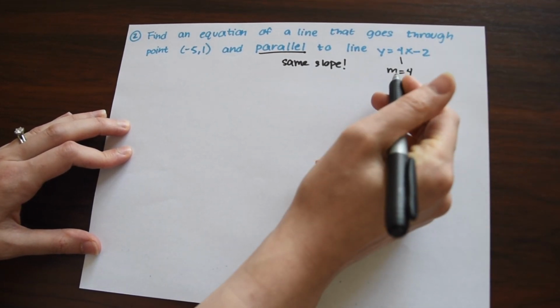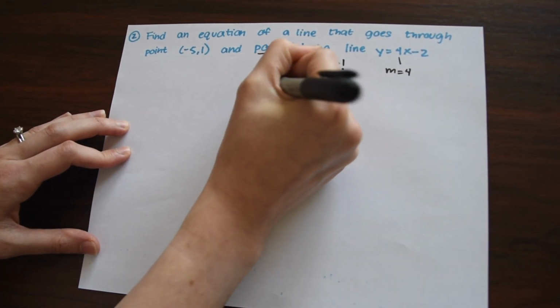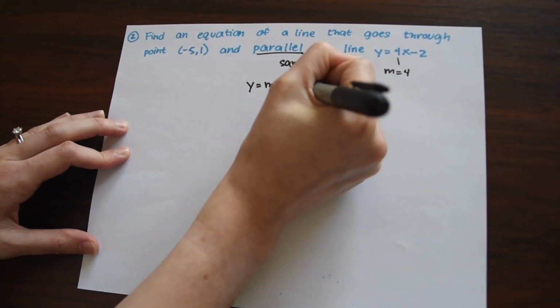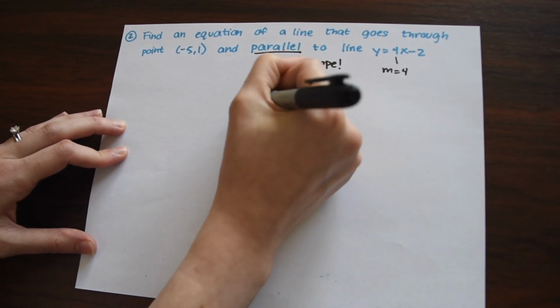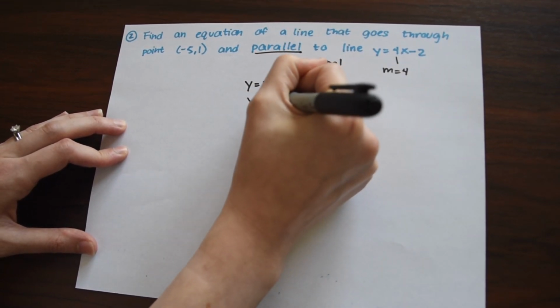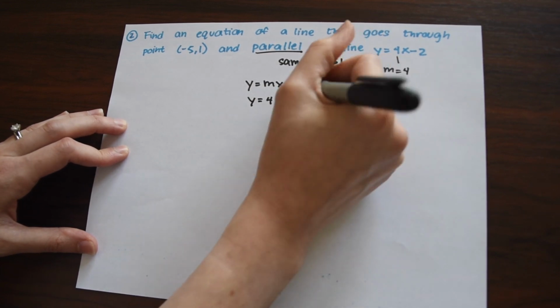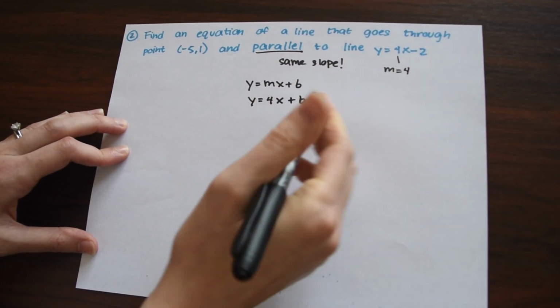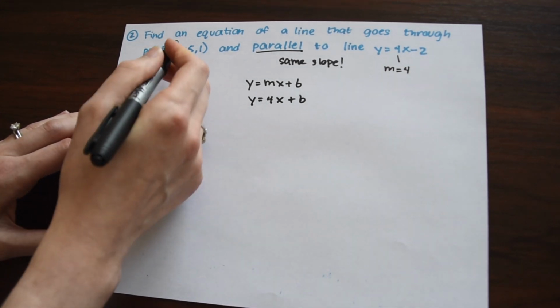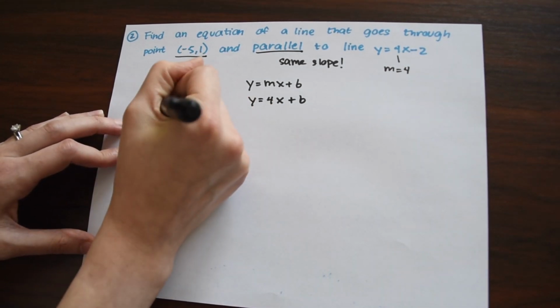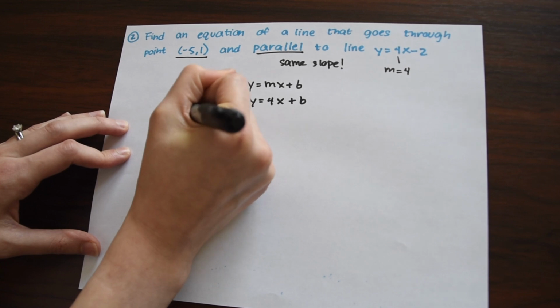So we know we're going to be using m equals 4, so we can just fill that in. We're going to be using an equation of a line again, so we have y equals mx plus b, and then we can fill in our slope, which we know is going to be 4. y equals 4x plus b. Then to find b, we're just going to do the same thing we did earlier, use the given point and plug it into the equation.